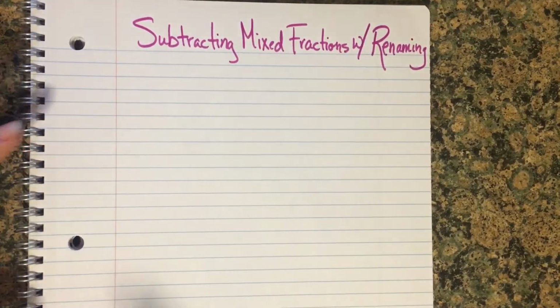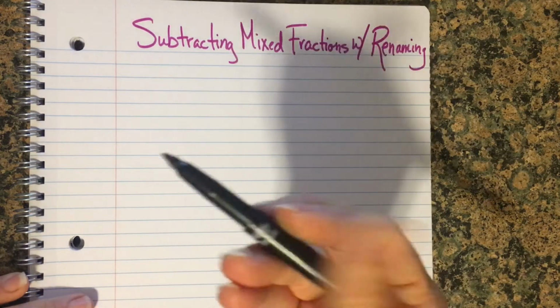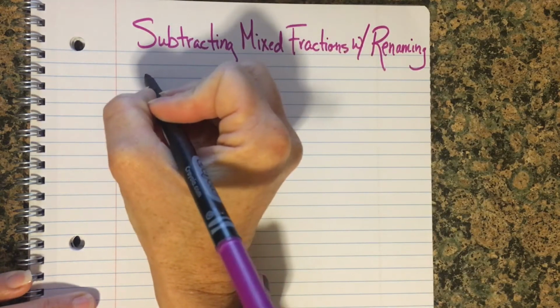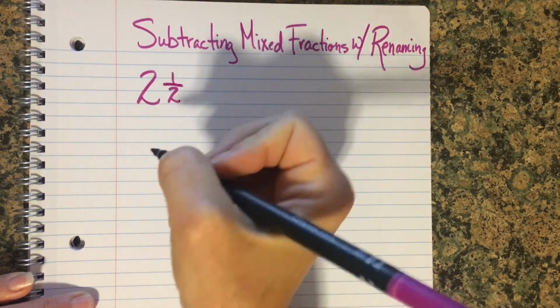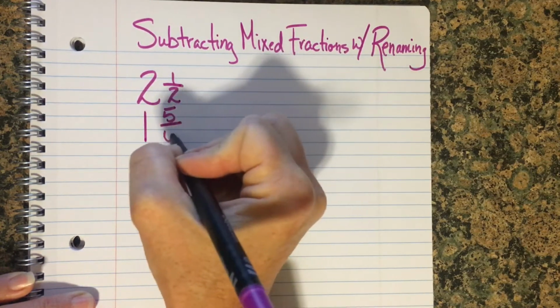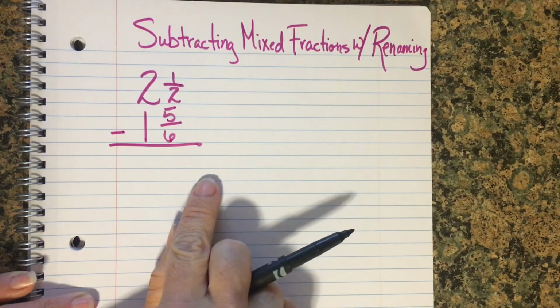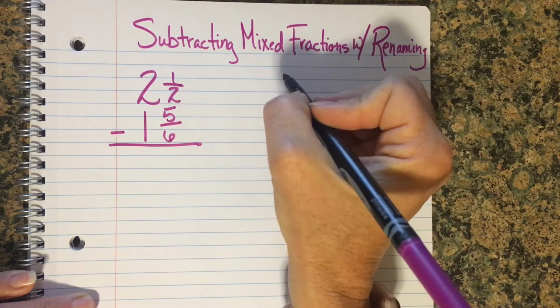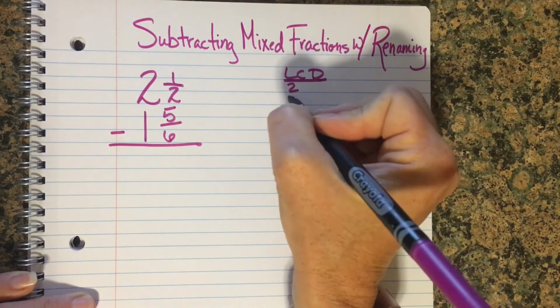This is a short lesson on subtracting mixed fractions with renaming. This is going to be very similar to what we did yesterday, but there's one extra step here. So sometimes when we subtract, we have to do some renaming, and I'll show you what that looks like in a second. So we're going to go through and do least common denominator just like we did before.